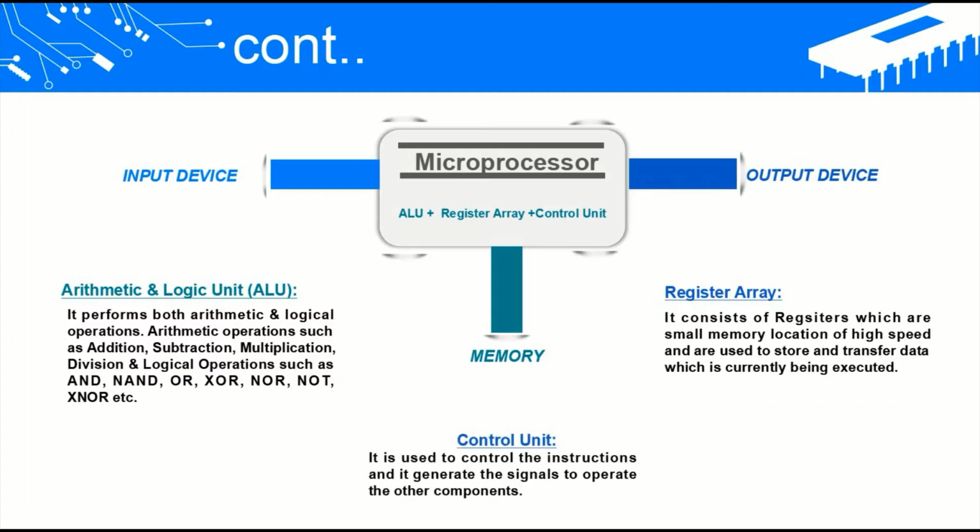Control unit. Control unit provides the necessary timing and control signals to control all the operations in the microprocessor. It controls and executes the flow of data between the microprocessor and peripherals. The control bus is bidirectional.